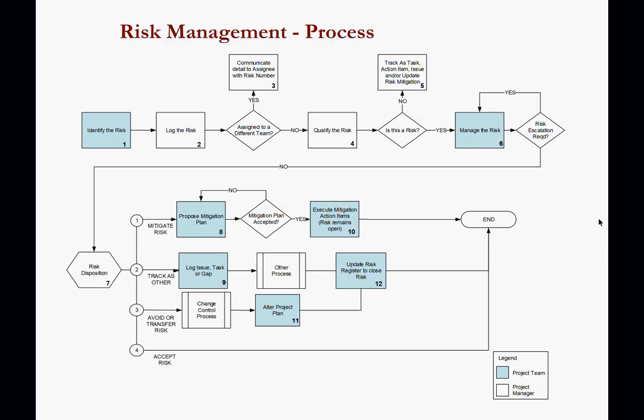Now, sometimes we identify some risk, and at the end of the day, we discover that the risk is actually an action, it's not a risk. Or it is an activity, not a risk. So we say, okay, let's document it as a task, let's track it as a task. That's what you're seeing as number 5.